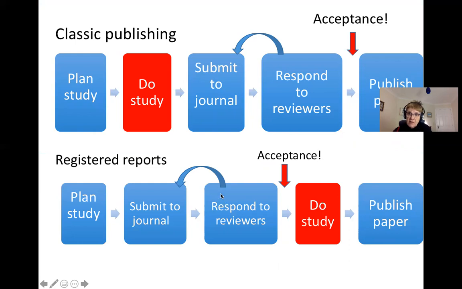But if it seems like a good analysis and a sensible question that you're asking, a well-designed study, you can have it accepted at that point. And then provided you do what you said you were going to do, it'll be publishable regardless of whether the results are positive or not. Because this is really making it very clear that you are testing a hypothesis which is pre-specified, and you can't change your hypothesis midway through the study.